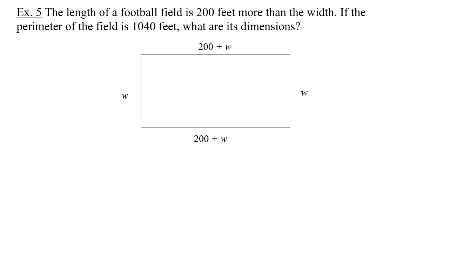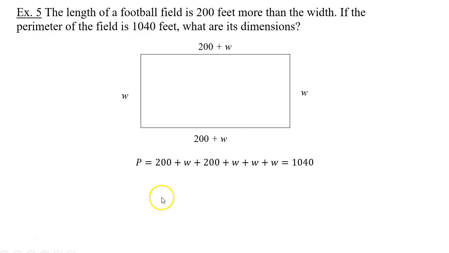Now, perimeter is the length all the way around the football field. Think like the rim around a fence or something like that. So the perimeter is all the way around the field. So to get the perimeter for any shape, I'm going to add all of the sides together. So I'm going to write an equation where I add all 4 of my sides together, and I'm going to set it equal to the 1,040 they told me for the perimeter.